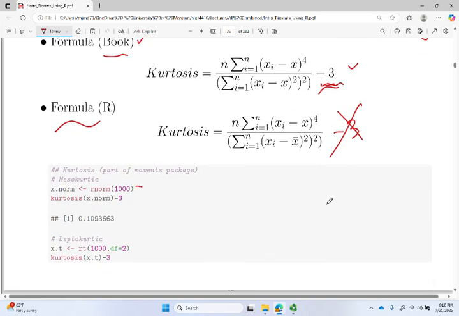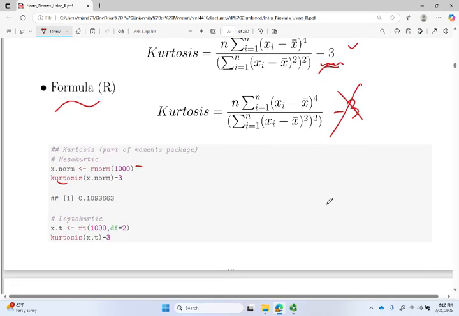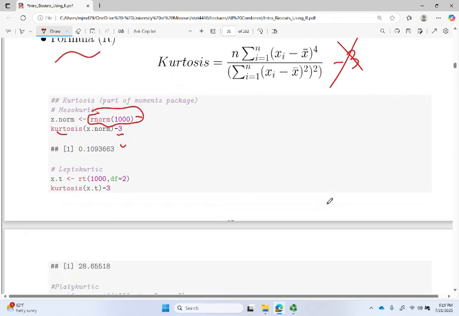So let's take a random sample of 1,000 from a standard normal, and let's look at its kurtosis. Remember, we have to subtract 3 to follow this formula, and we get a value of 0.1, which is sort of close to 0, which makes sense because we're sampling from a normal, which should have a kurtosis of 0.